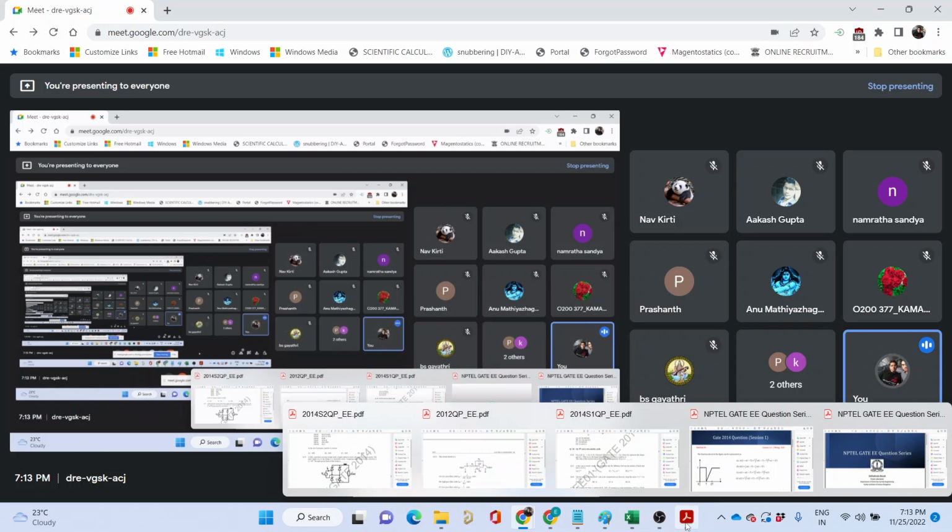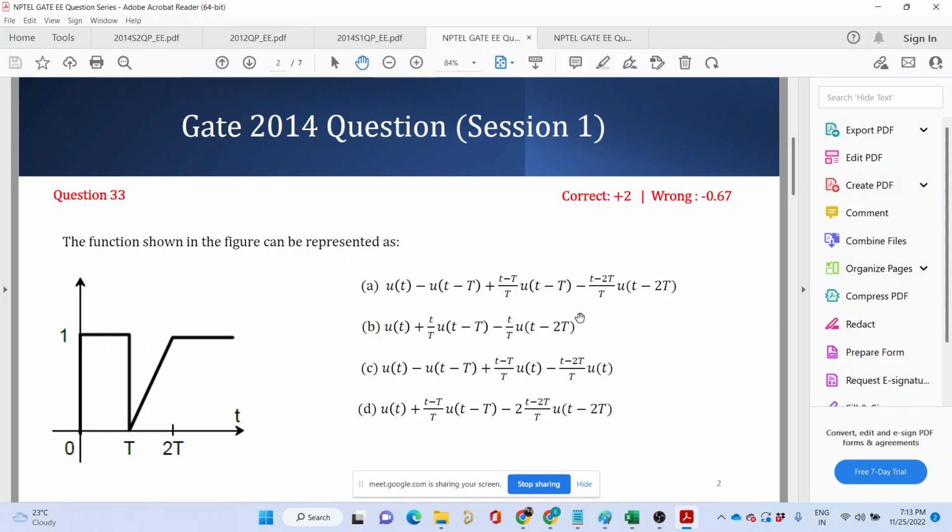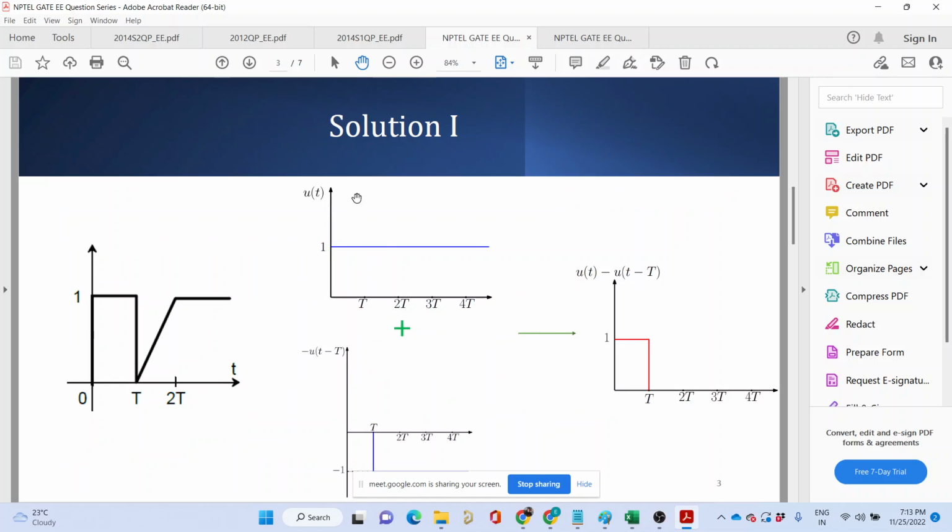It is correct. So let us go through the steps of how to do this, step by step. First let us focus on this part where we have a pulse from 0 to t. To realize this pulse, what do we need to do? Say we have a unit step function u(t). We know the definition of u(t): from 0 to infinity it is 1, and for t less than 0 it is 0. So the function u(t) would look somewhat like this.